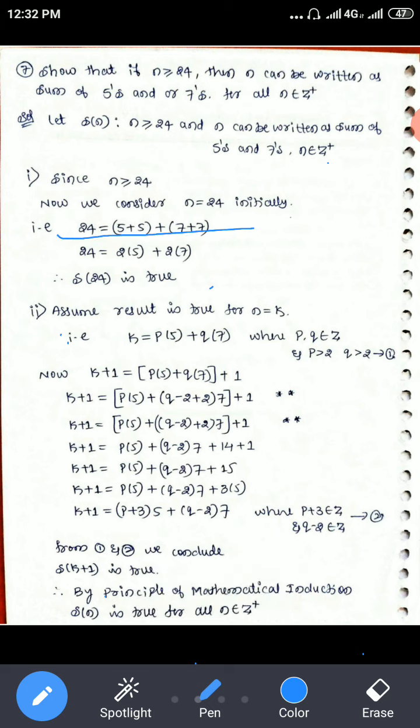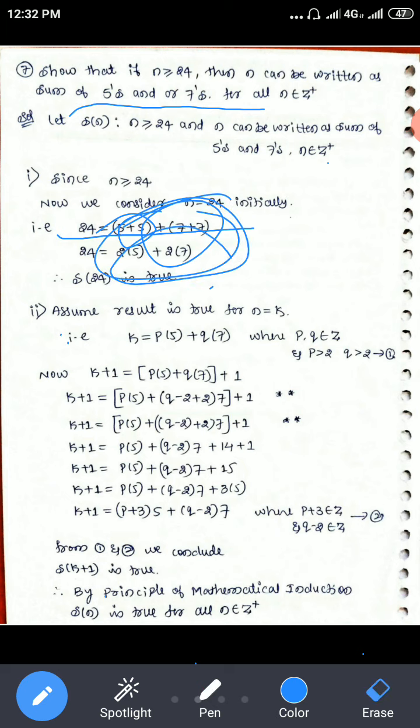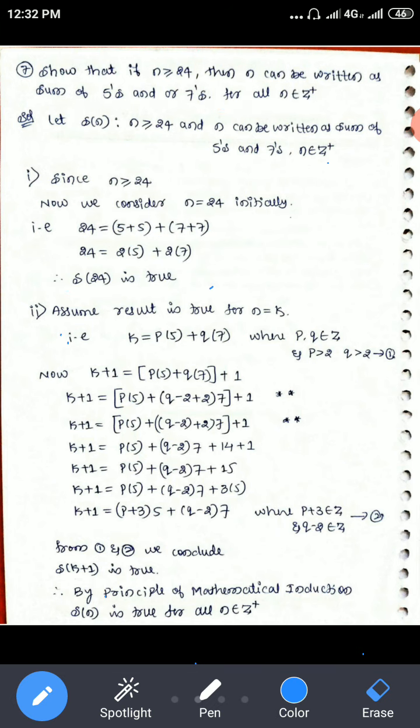Next, 24, we will write it as two 5s and two 7s. So what is the statement? It can be written as sum of 5s and 7s. So I am writing like this. Therefore, please treat this S of 24 is true. Now assume the result is true for n equal to k. Okay, the result is true for n equal to k. So in place of 24 you take something called k. Okay, and this is p of 5 plus q of 7.